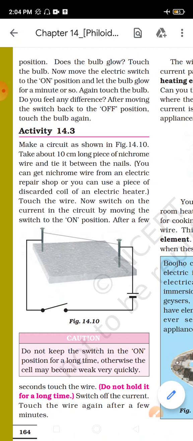After you switch on the circuit, the bulb will glow and you have to keep it on for 1 or 2 minutes. After that you will switch off the circuit and then again touch the bulb, and you will feel some heating effect from the bulb. That is due to the flow of electric current through the bulb.